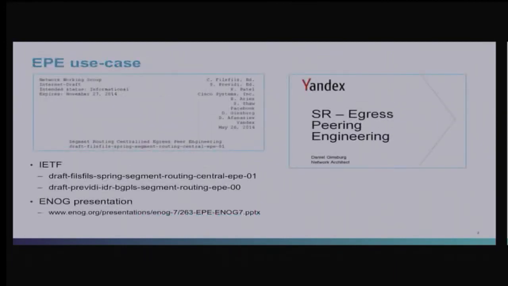The focus of the use case we want to look at today is EPE, egress peer engineering. The details are in these two IETF drafts that we published with colleagues from Facebook and Yandex. Daniel Ginsberg from Yandex presented EPE last week at NANOG, and the link to the presentation is also available on the public website.